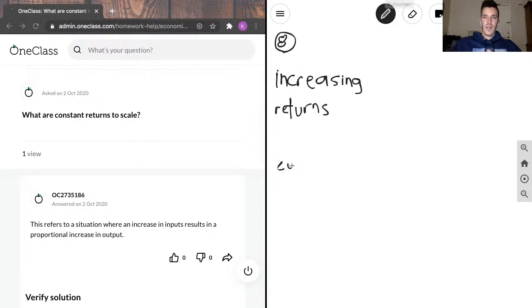So we've got increasing returns. We've got constant returns. And we've got diminishing returns. I think it's diminishing, not decreasing. Again, it's been a while.